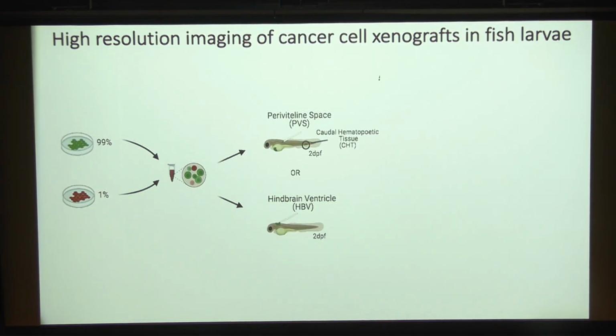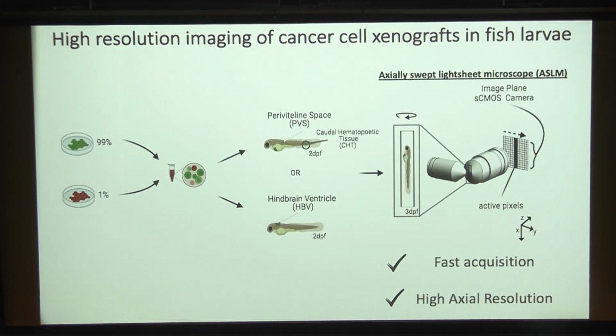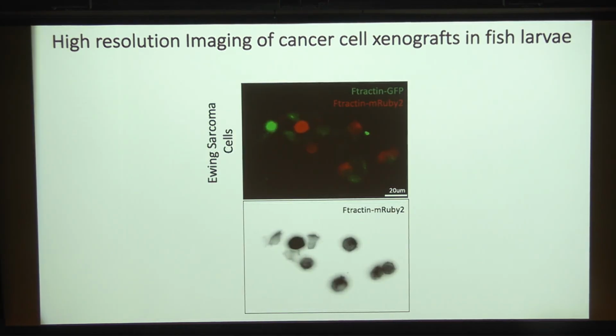So what I do is I inject mixtures of fluorescently labeled cancer cells into different sites in the fish, and then using a high-resolution light sheet microscope, I image hundreds of these fish. And this microscope modality has the advantage of fast acquisition and the high axial resolution necessary for our quantitative analysis. And then because I have this mixture of fluorescently labeled cells, I can make out individual cell contours within a cluster of cells in the fish.